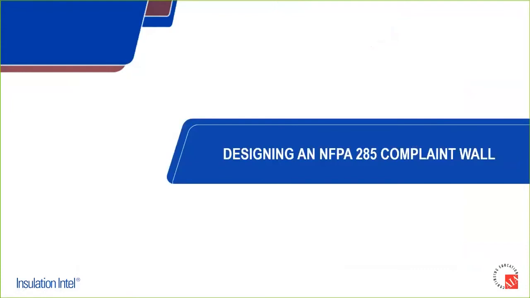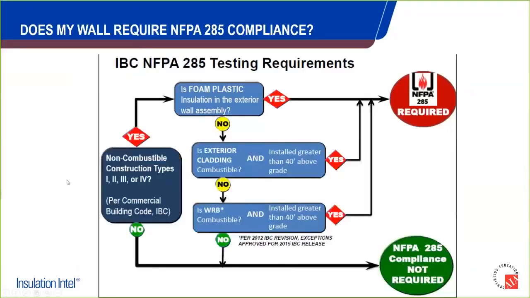So how do we design an NFPA 285 compliant wall? This is really sort of the big question. This is a simplified chart, doesn't show all the exceptions, of course, but I find it helpful to clarify whether a system even needs to engage in the NFPA 285 test. So per the commercial code, the definitions of building types 1, 2, 3, or 4, is it a non-combustible building type? If no, not required. If yes, is foam plastic used in the exterior wall assembly? If yes, it triggers the immediate requirement for a test.